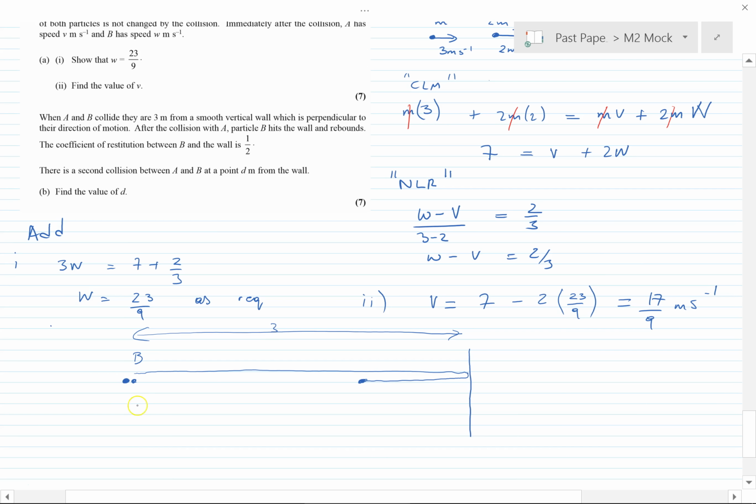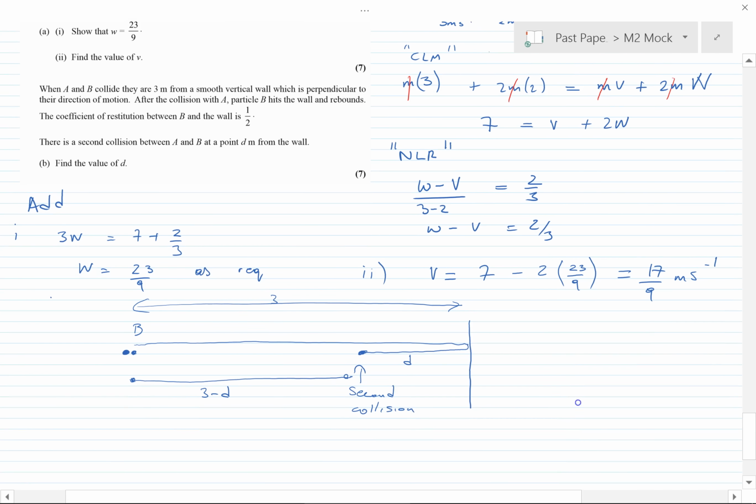Okay, that's B. Now A, in the same time, is going to just go this distance here. So if we call that distance D, this is 3 minus D. Now they've both done this in the same time. So B has gone all the way to the wall and back again. In the same time, A has actually gone not as far to the wall, 3 minus D, and then they've collided. So second collision.